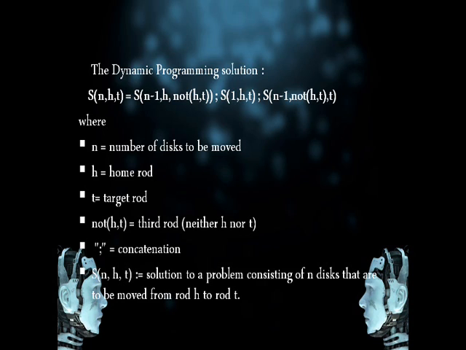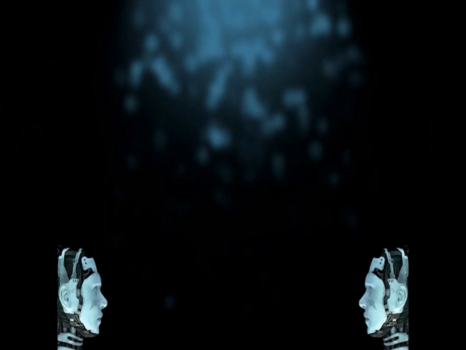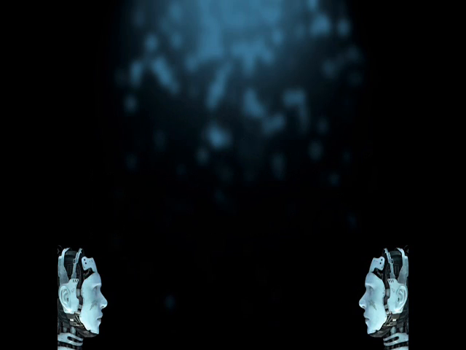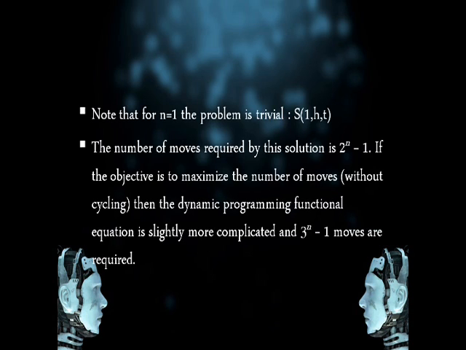Further, observing the dynamic programming solution for the puzzle, note that for n equals 1, the problem is trivial, namely s(1, h, t) equals move a disk from rod h to rod t. There is only one disk left. The number of moves required by this solution, therefore, is 2 to the power of n minus 1.